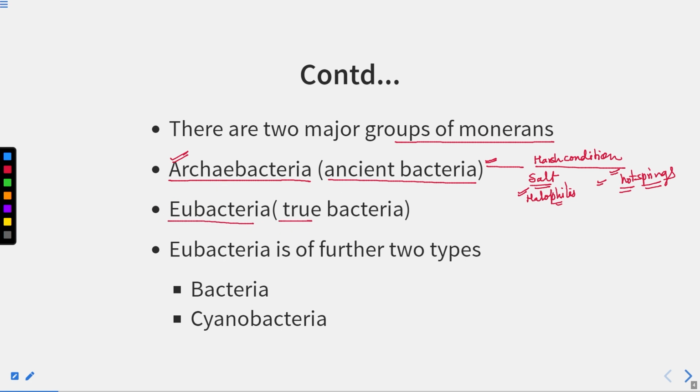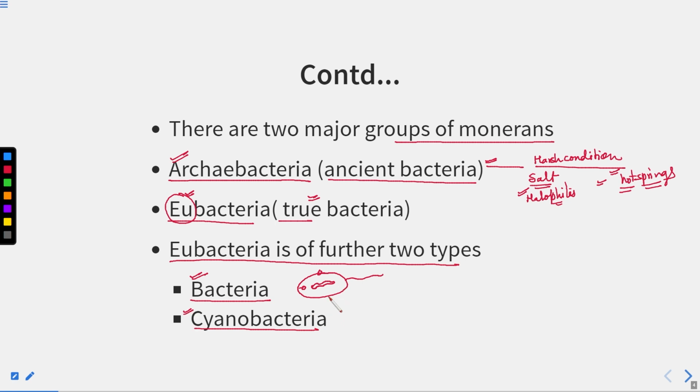Eubacteria means true. Eu means true, the word eu means true bacteria. So the general bacteria that we see today are considered eubacteria. Okay, and eubacteria is again of two further types, bacteria and cyanobacteria. So the bacteria will have the normal bacterial cell. It will have a cell envelope. It will have no cell bound organelles. It will have a central nucleoid, plasmids, and flagella for locomotion.